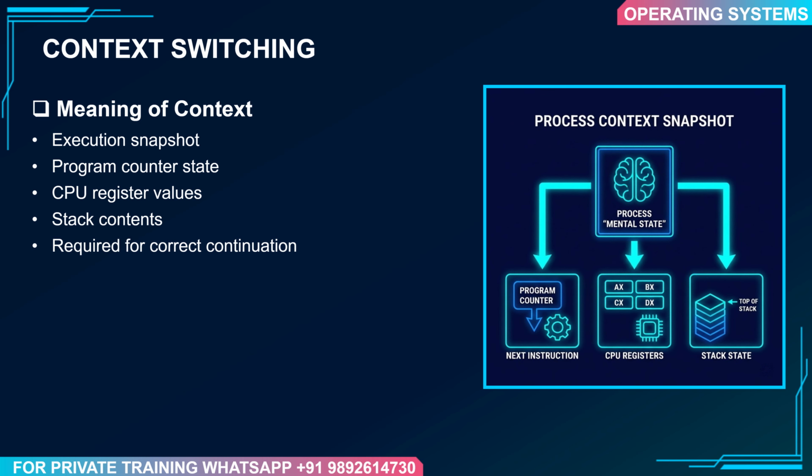Now, let us talk about the word context itself, but in a practical sense. The context of a process is its exact execution snapshot at a given moment. It includes which instruction was about to execute next, what values were stored in CPU registers, and what the stack looked like. You can think of it as the process's mental state while working. If that mental state is lost, the process cannot continue correctly.